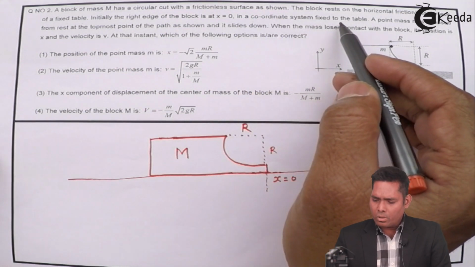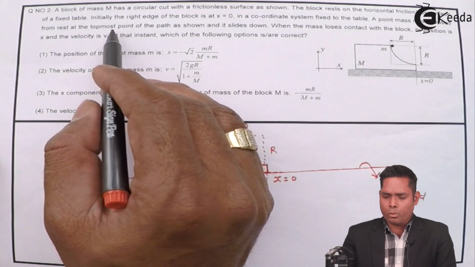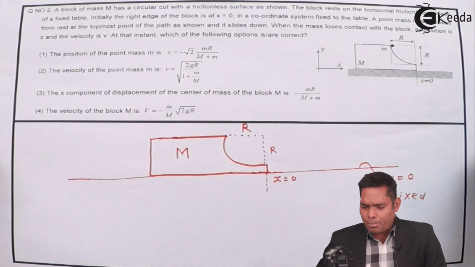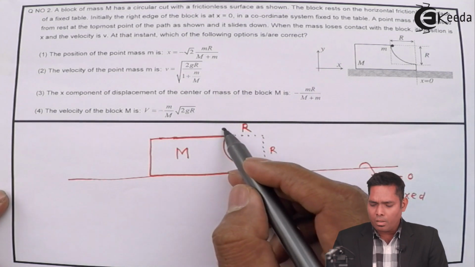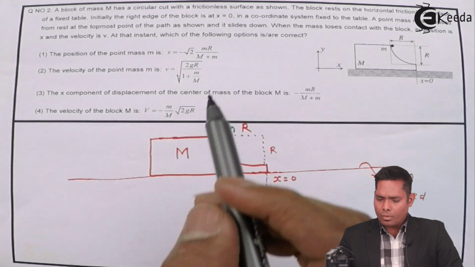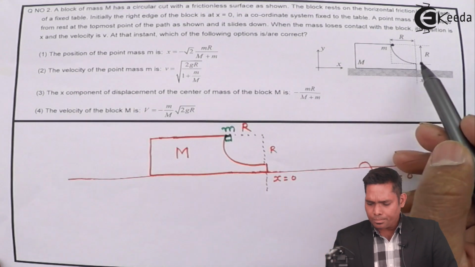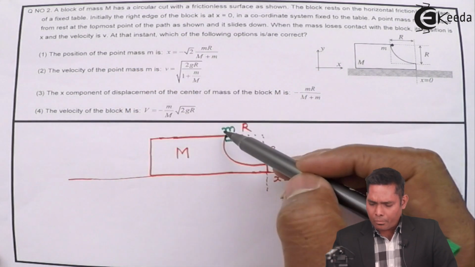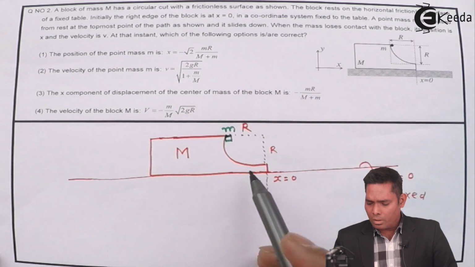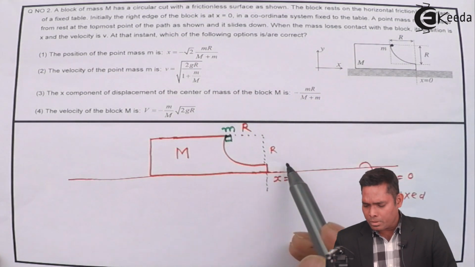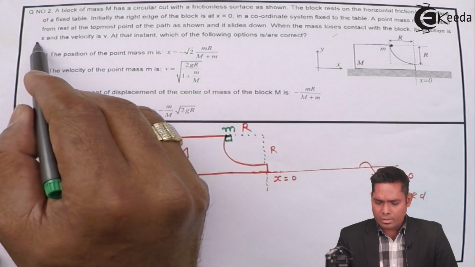In a coordinate system fixed to the table, a point mass m is released from rest at the topmost point of the path. So there is a block over here of small mass small m, and it is released from here, so it will start sliding down. It will follow this path. At the top I am just releasing the block and it slides down. When the mass loses contact with the block, the mass will come down and leave the surface at this point. At the time when it leaves the surface, its position is x.